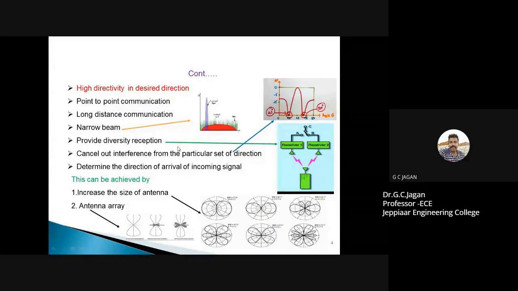Additionally, we include three more important techniques. The first one is adaptive equalization. The second one is what we call diversity techniques. The third one is the pre-coding technique. You might have studied that in wireless communication last semester.